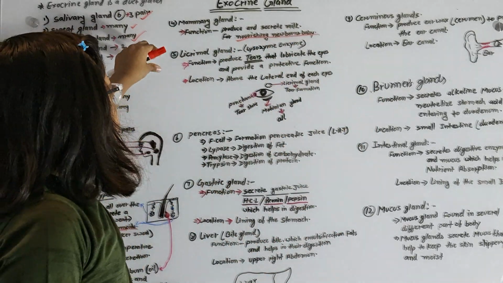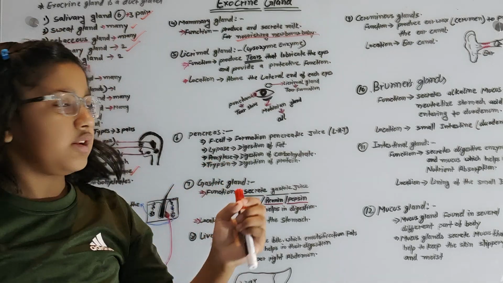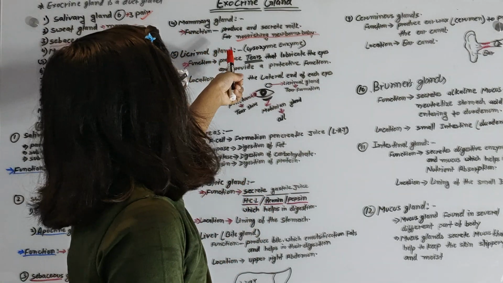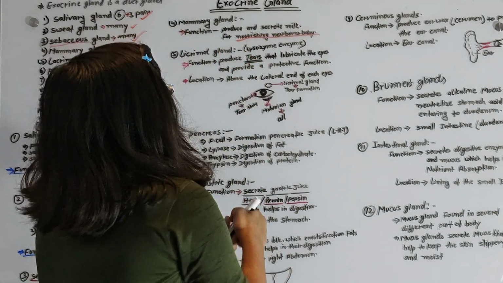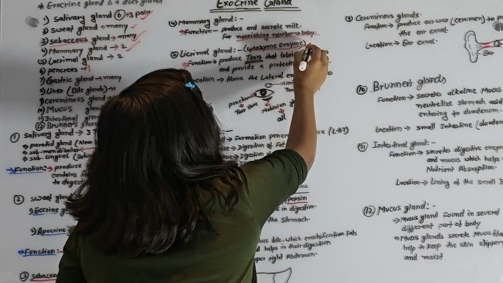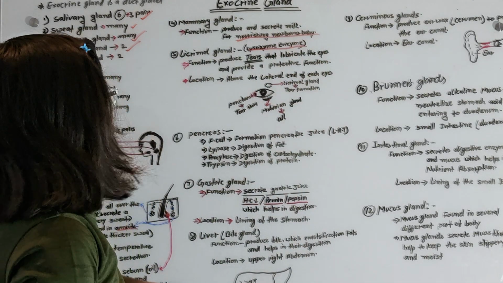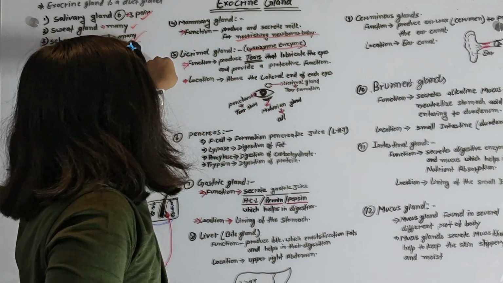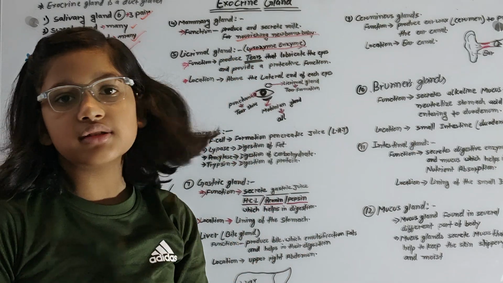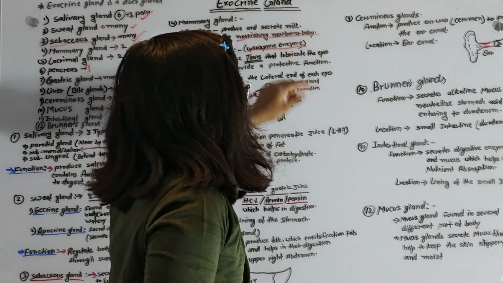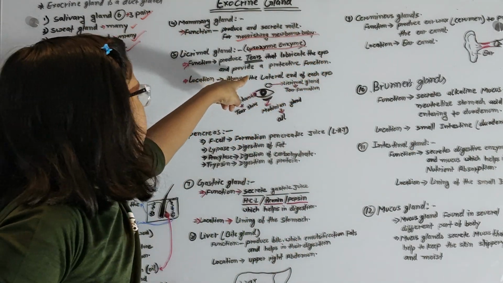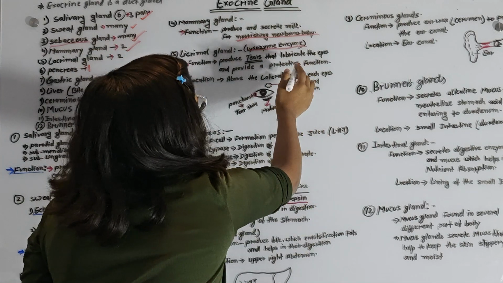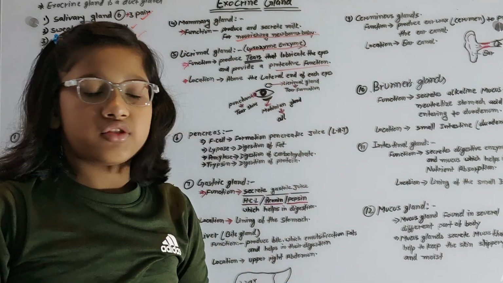Now lacrimal gland. Lacrimal gland secretes lysozyme enzyme. What is its function? It produces tears and lubricates the eyes and provides a protective function.